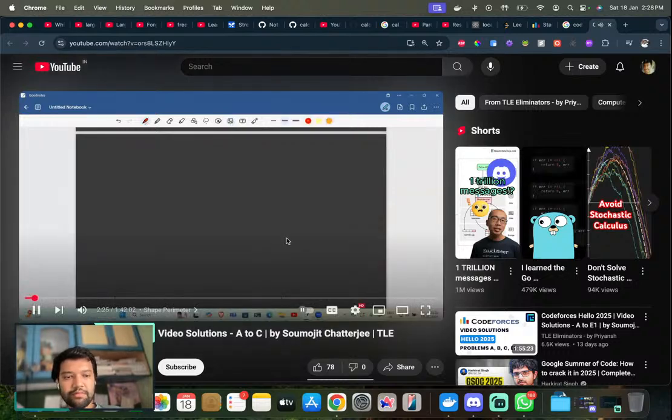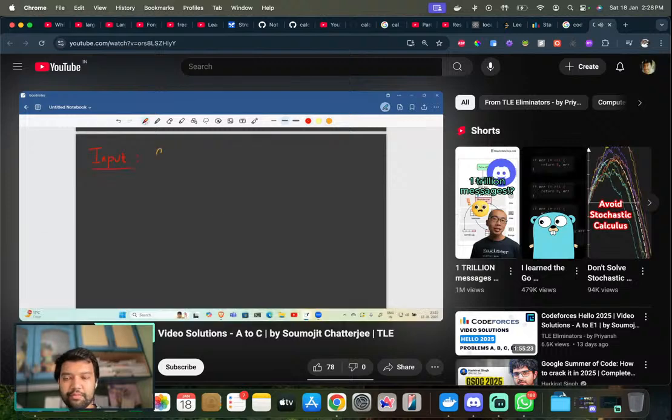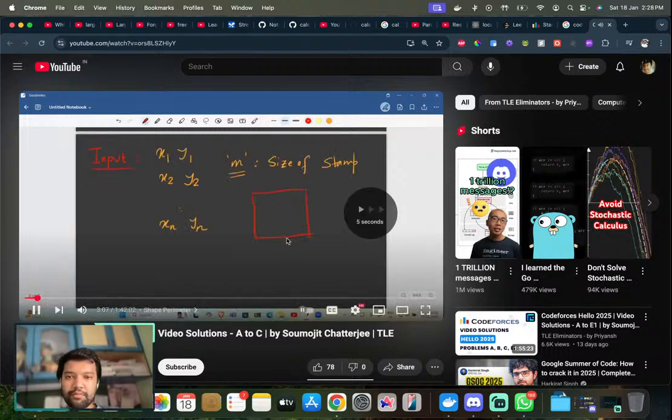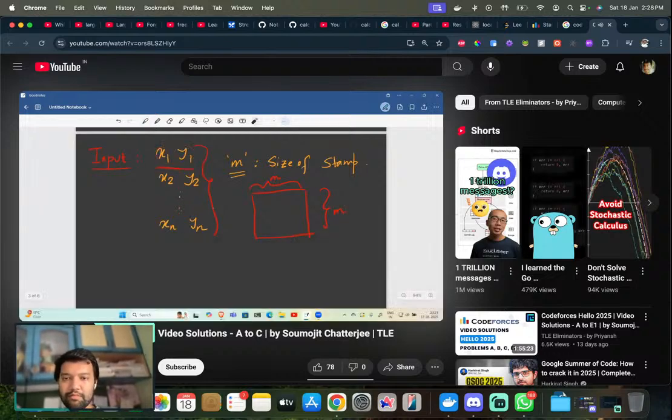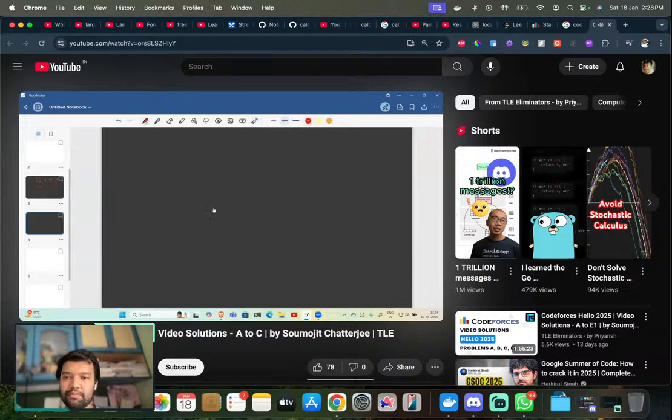So here it is. The problem gives us as input pairs of values, and it also gives us m, the side length of the stamp. You keep on shifting, and you need to find the perimeter of the shape. Let me explain this. So basically something like this.